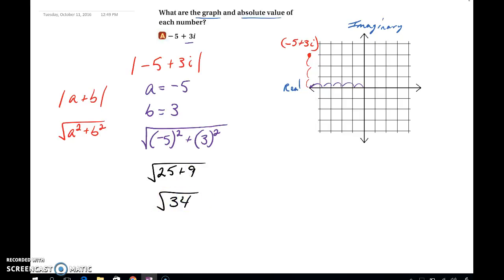All right? Then from here, depending on the question, you might be asked to round it to the nearest tenth. You might be asked to simplify a radical. So we still try to simplify a radical if possible. Or if you're asked to approximate this answer, then you would round it to the nearest tenth. But this will be your final answer, the square root of 34. That cannot be reduced or simplified. And that is the absolute value of negative 5 plus 3i.